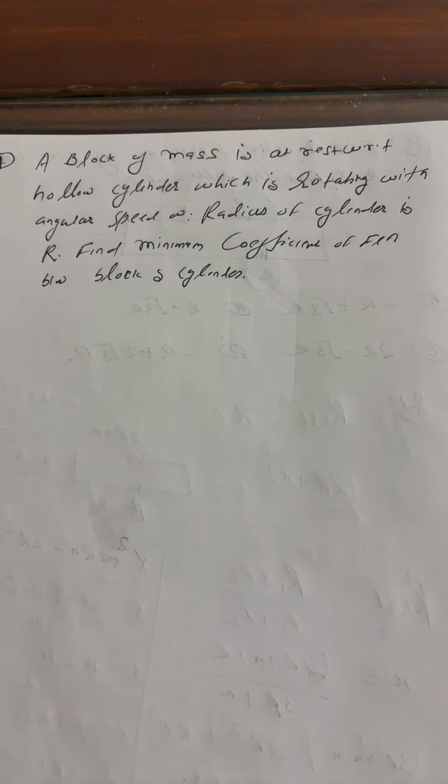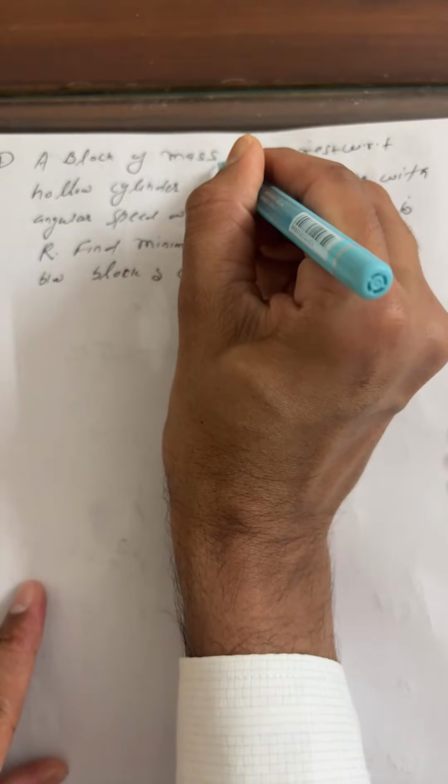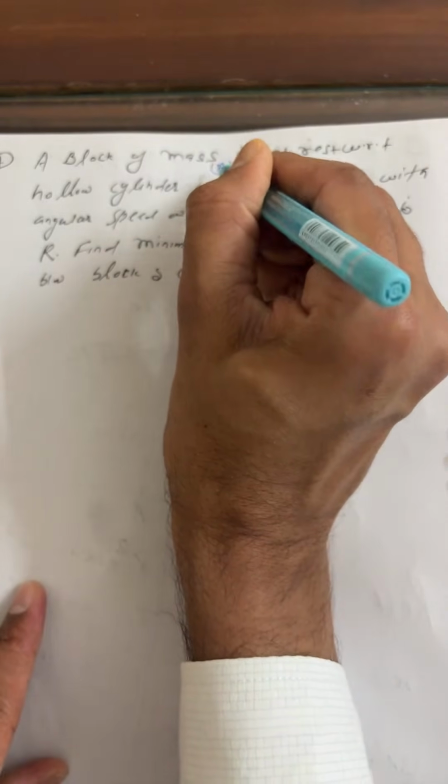A block of mass m is at rest with respect to a hollow cylinder, which is rotating with angular speed omega.